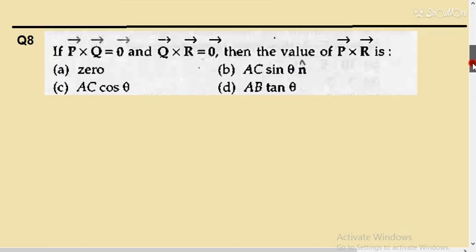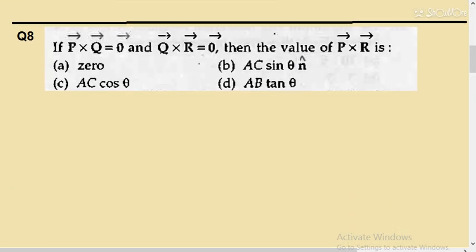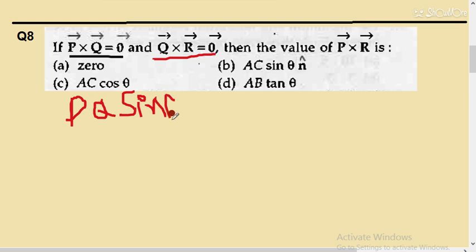Then we have to move to question number 8. Here, students, question number 8 is: P cross Q is equal to 0, then Q cross R is equal to 0. Students, P cross Q is equal to 0 means PQ sin theta n cap is equal to 0.